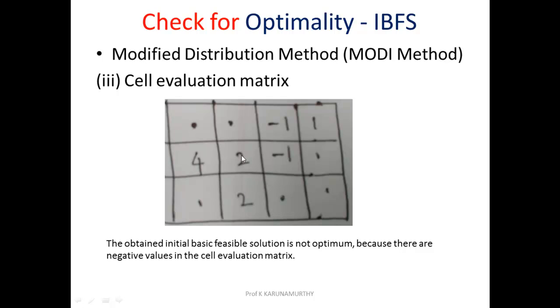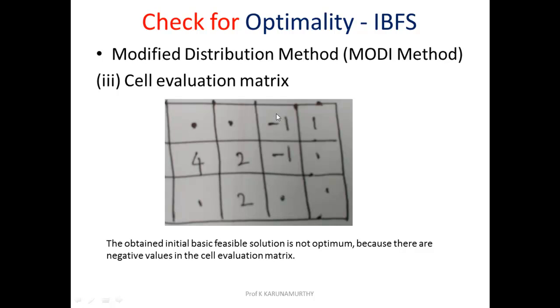If you see this matrix, we have negative values. That means the obtained solution is not optimum. So we have to iterate towards optimality. The procedure for iterating towards optimality is, among these entries, the one having the most negative value, that we have to select.